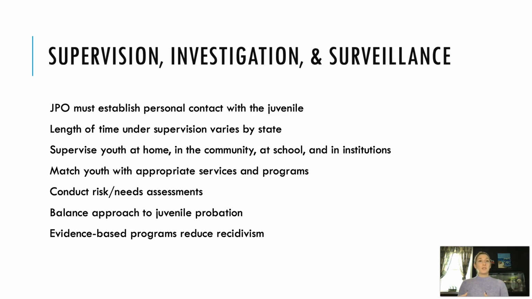And some states actually set the time frame for which a juvenile can be under supervision. So it can be 6 months, 1 year, you might see 5 years. Probation is going to supervise the youth not only at home, but also in their community.